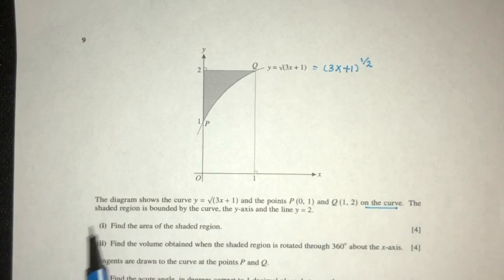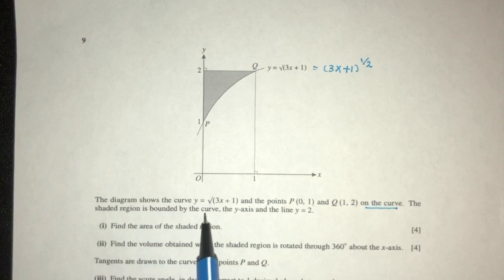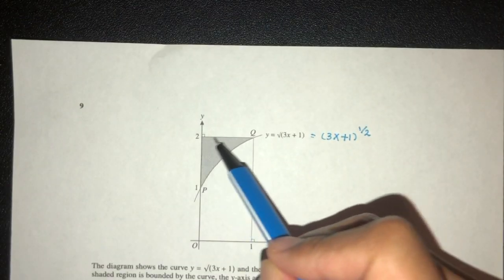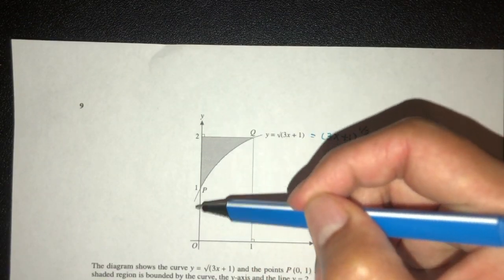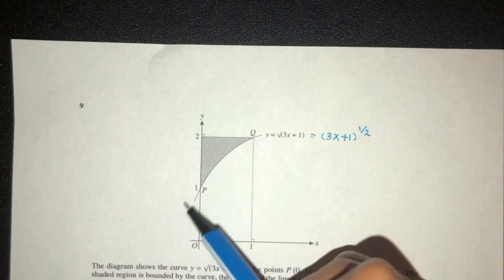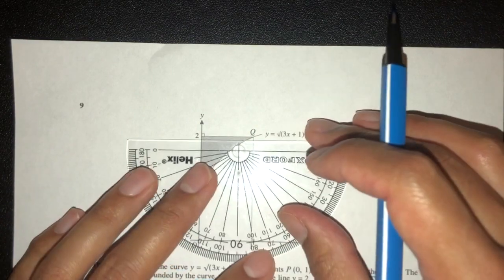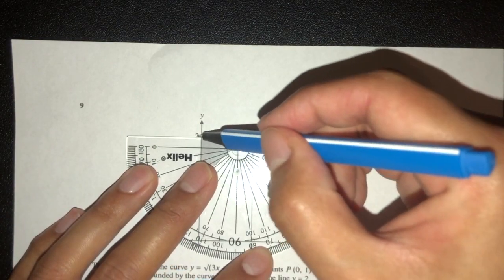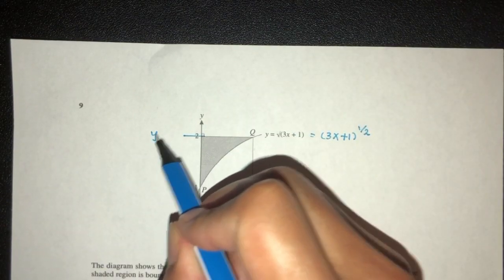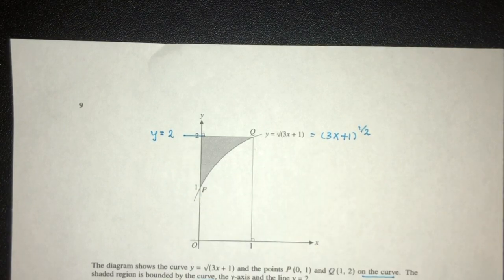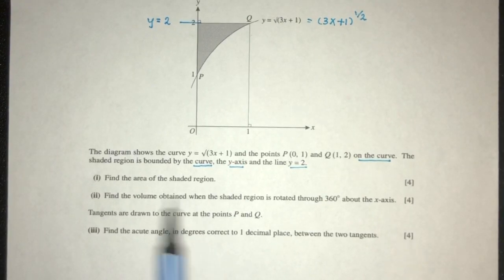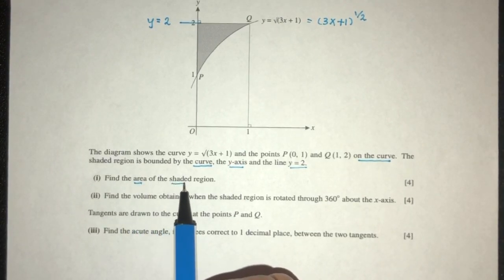Now, the shaded region is bounded by the curve, the y-axis and the line y equal to 2. As you can see here, we have a region. It is bounded by the y-axis, the line, and this one. Now this is the equation of, let me complete this, the line that we have here, which is y equal to 2. Great to know. Okay, so part 1, we have to find the area of the shaded region.